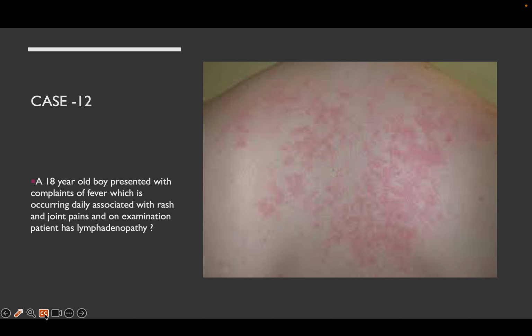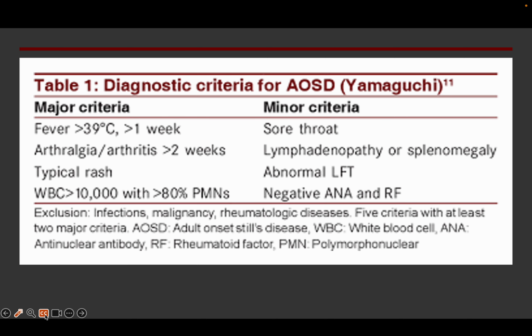The criteria used to diagnose adult onset Still's disease is Yamaguchi criteria, where fever should be more than or equal to 2 weeks. Here they mention 1 week. Generally more than or equal to 2 weeks is there. Arthritis and arthralgia should be more than or equal to 2 weeks. Typical rash, evanescent rash that is present at the height of fever, and WBC more than or equal to 10,000 with 80% polymorphonuclear cells. Any minor criteria, sore throat or lymphadenopathy or splenomegaly should be present. Abnormal LFT and negative ANA and RF.